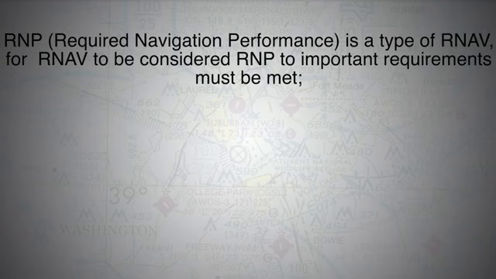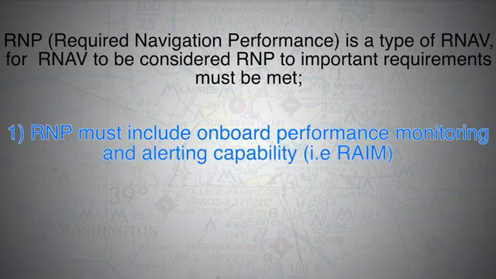First, RNP is a PBN system, or performance-based navigation, that includes onboard monitoring and alerting capability, such as RAIM, or Receiver Autonomous Integrity Monitoring. Let me simplify this a bit more. An RNAV standalone system does not incorporate any capability to alert the pilot if the accuracy degrades over time, or for whatever reason it becomes inaccurate. RNP, on the other hand, does. It monitors the required accuracy according to the phase of the flight we are in and notifies the pilot if there is any discrepancy or degrading accuracy.